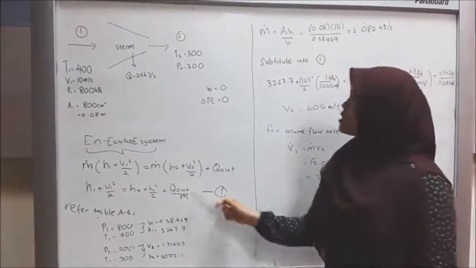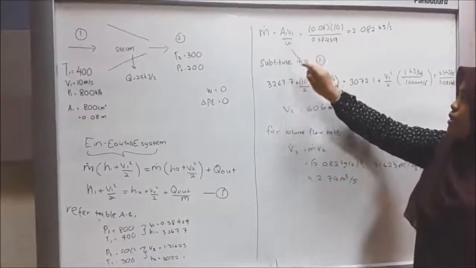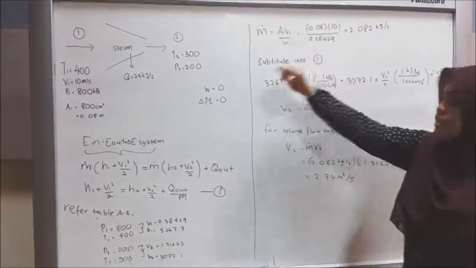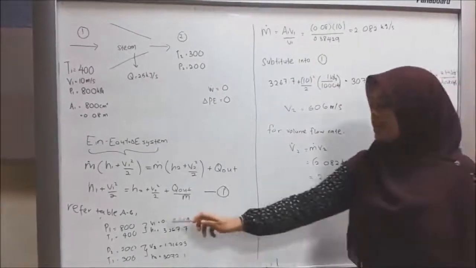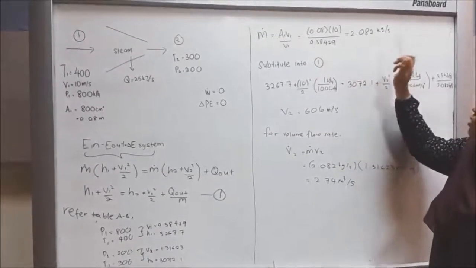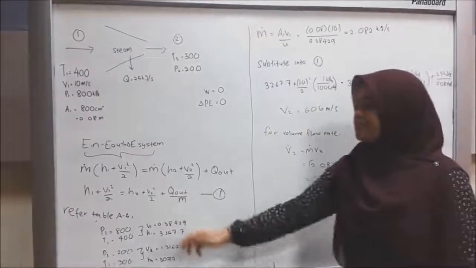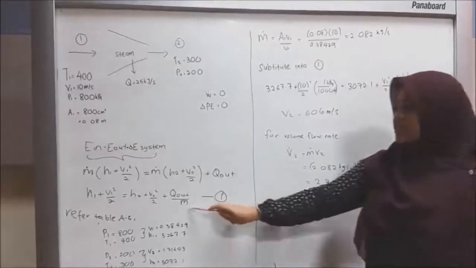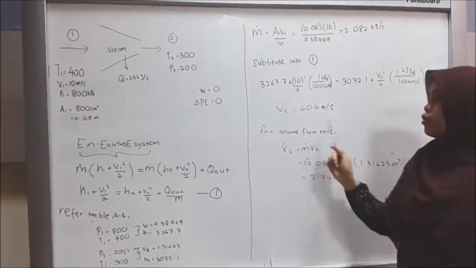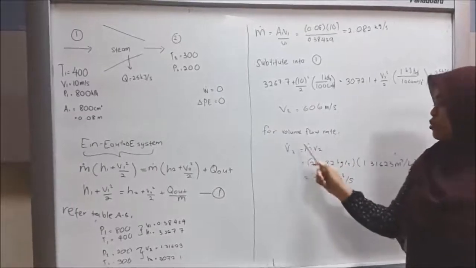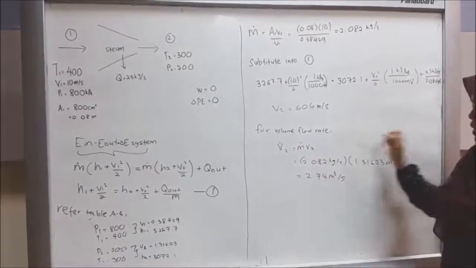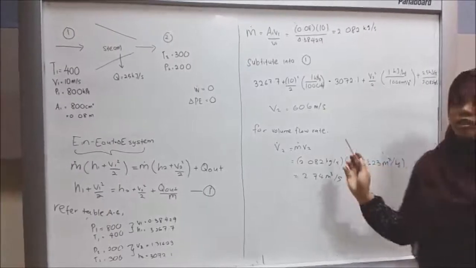To find m dot, I use this formula: A1 V1 divided by v1, where A1 is the inlet area and V1 is the velocity here, divided by the value I get from the table, 0.38429. So I get 2.082. Substituting all these values into the equation, I get 606 m/s for V2. Then it asks for the volumetric flow rate, which is V dot. V dot 2 equals m dot v2. I use this formula, substitute all the values, and I get 2.74 meter cubed per second. So that's the solution.